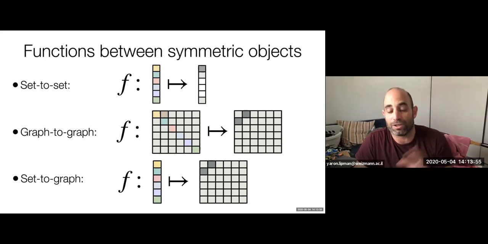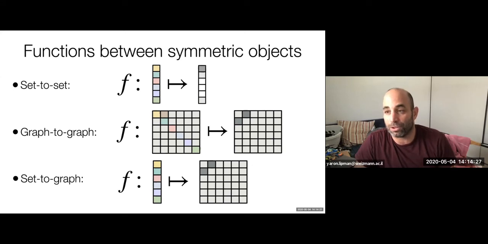And there are also functions that can go between different symmetric objects. For example, between a set and a graph. For example, enter a set and learn connections between nodes, so you learn a graph structure from nodes, or maybe even from a graph to a single number. A single number is also a tensor. I will mention it in a second. Just one number which represents the number of connected components of the graph, whatever. So anyway, there are functions between the symmetric objects that we want to approximate.